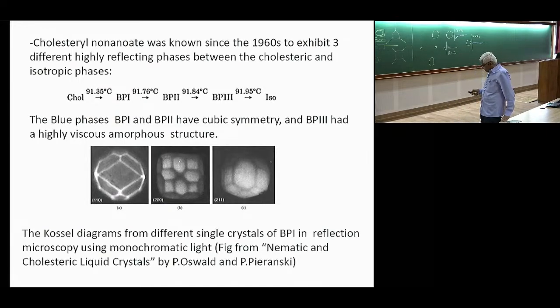In fact, Pieranski is again an excellent experimenter. He grew single blue phase crystals. I call them crystals because I'll show you the structure of these in the next slide. And if you shine monochromatic light, a laser beam, these are the sort of Kossel diagrams that you get. This is typically how you find out the symmetry of a crystal. If you shine X-rays, you get Laue diagrams. Here, with a single monochromatic beam, this is now in the visible region, of course.